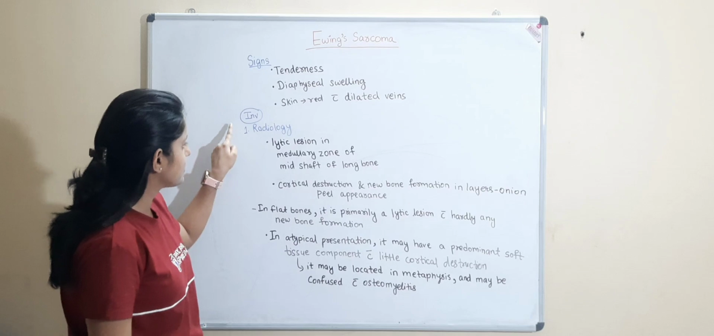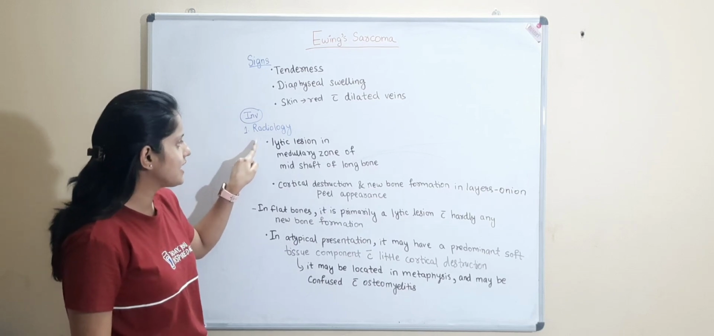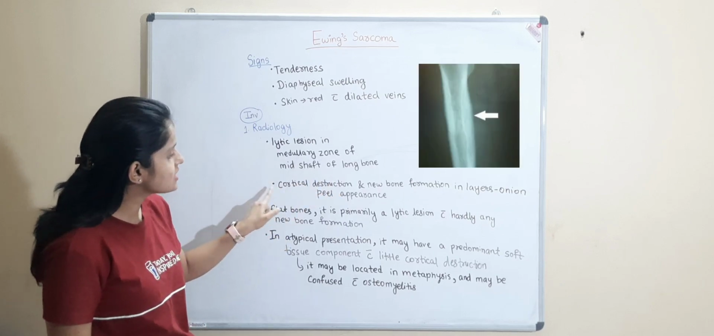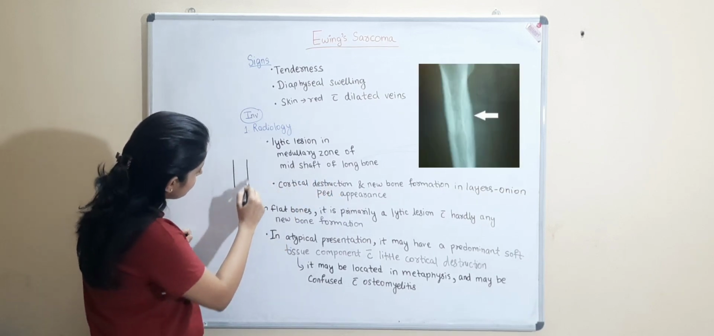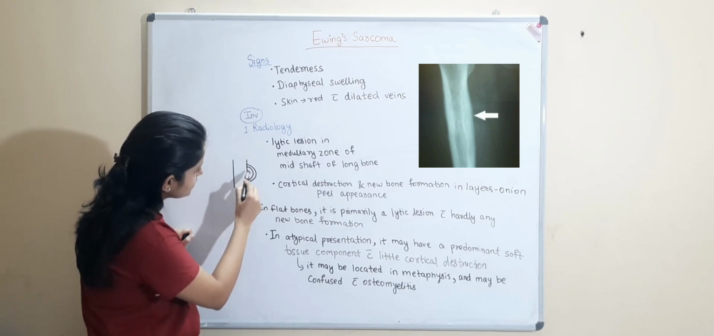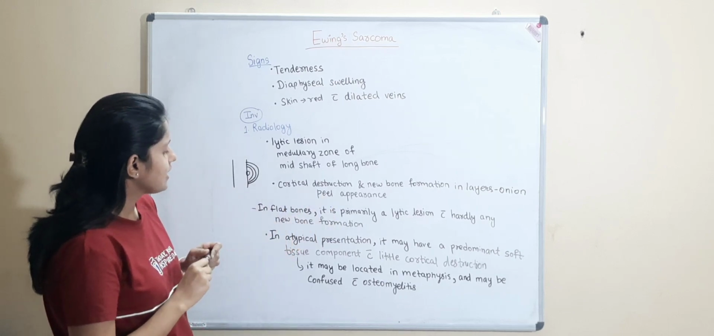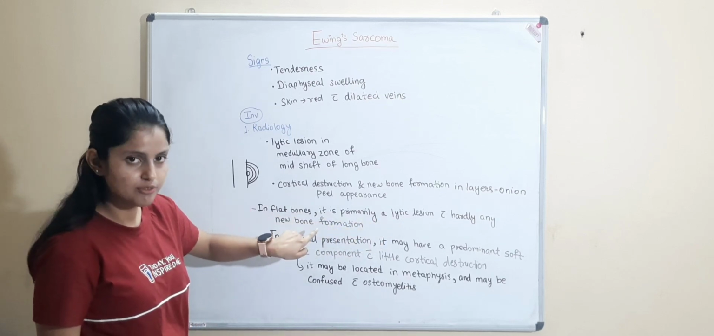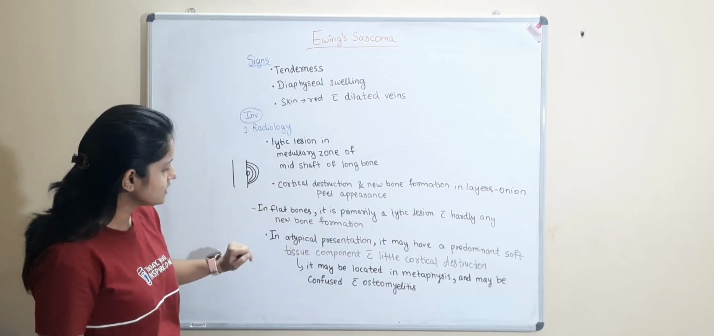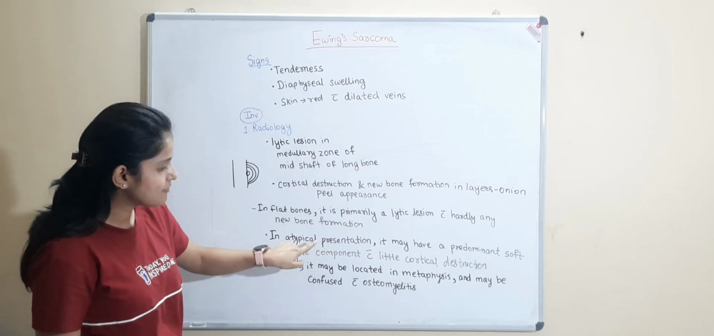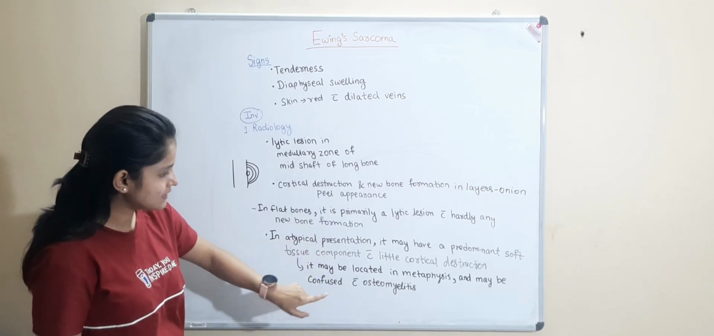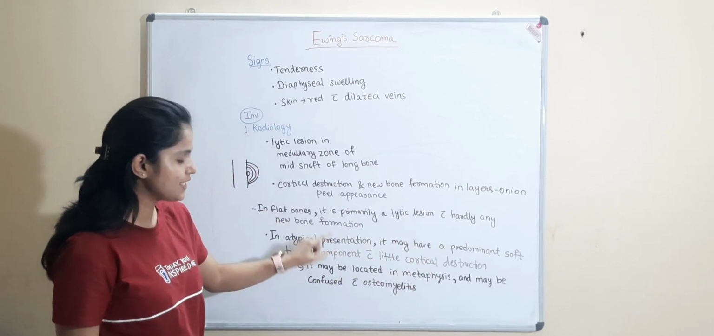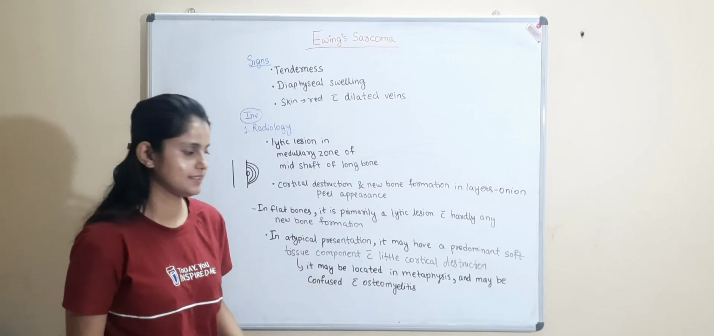On investigation, we do radiology. In radiology, a lytic lesion in the medullary zone of the mid shaft of the long bone is seen, and there is cortical destruction and new bone formation in layers, which looks like onion peel. If it affects the flat bones, it is primarily a lytic lesion and there is no new bone formation. Like in long bones, in atypical presentation, mostly it affects the metaphysis rather than the diaphysis, and there is only little cortical destruction and a predominantly soft tissue component, which is confused with osteomyelitis.